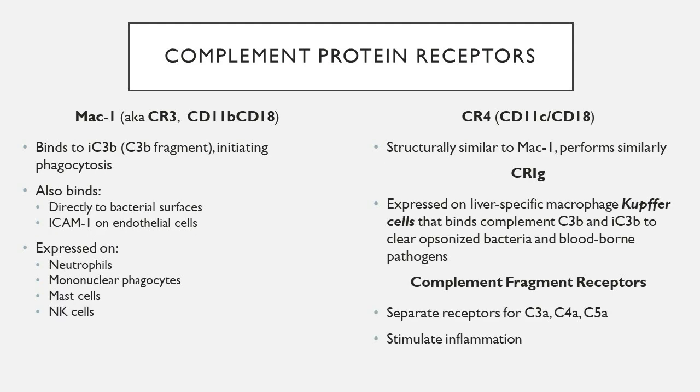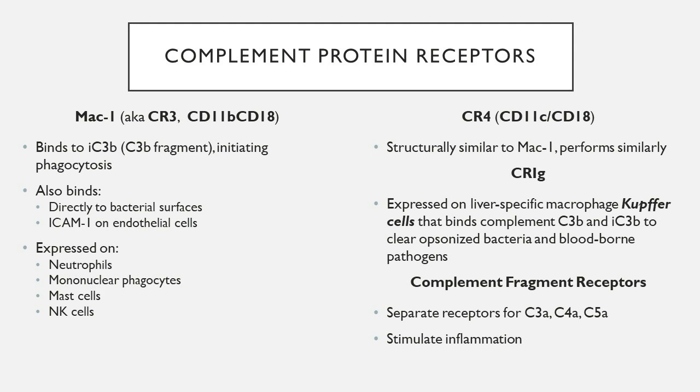The type 3 complement receptor is also called MAC1, and we learned about MAC1 during the migration of leukocytes subchapter because it's also an integrin that binds to intercellular adhesion molecule 1 on endothelial cells. It's expressed on neutrophils, mononuclear phagocytes, mast cells, and natural killer cells. For neutrophils and monocytes, it helps promote phagocytosis of microbes that are opsonized with certain byproducts of C3b.